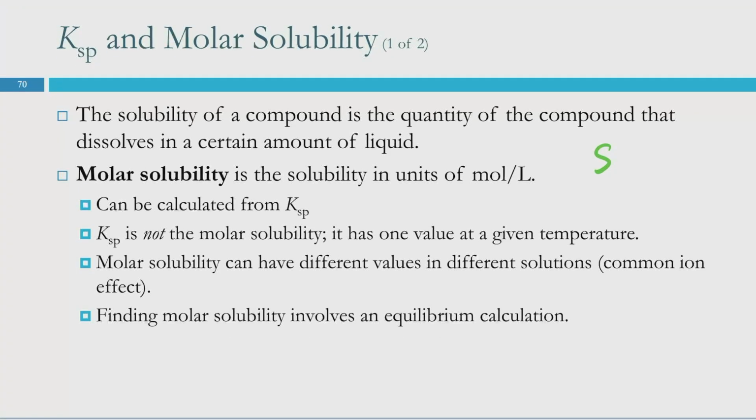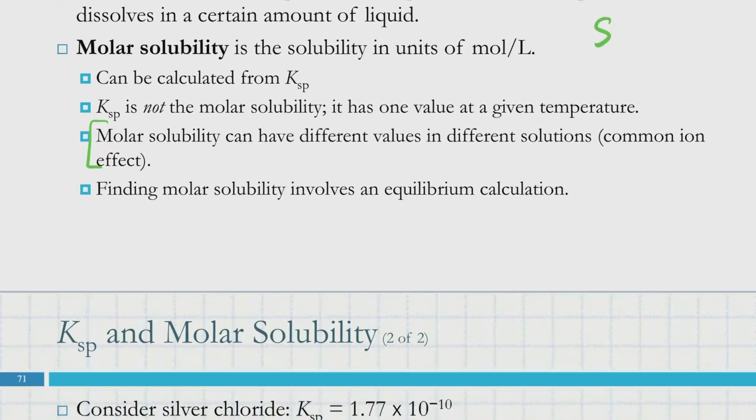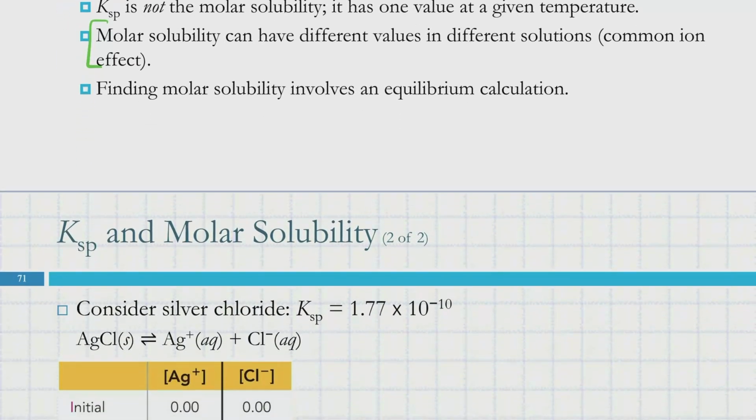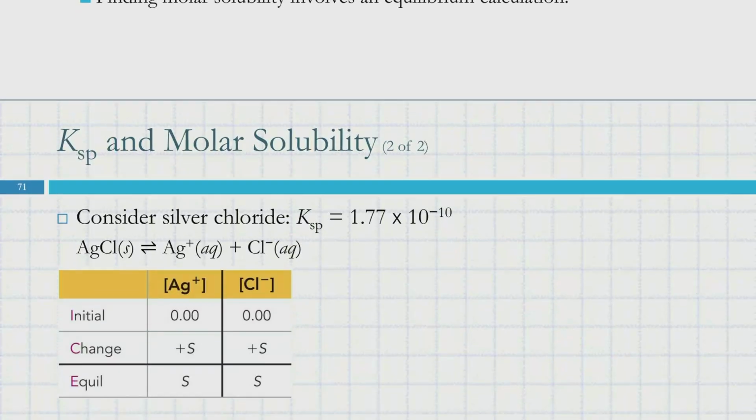And we can also have, a little foreshadowing here, different values in different solutions for molar solubility thanks to the common ion effect. So if we already have some of that ion dissolved in solution, that's going to shift our equilibrium a little bit away from that, so we won't dissolve quite as much. It involves an equilibrium calculation. Let's take a look at that equilibrium calculation.